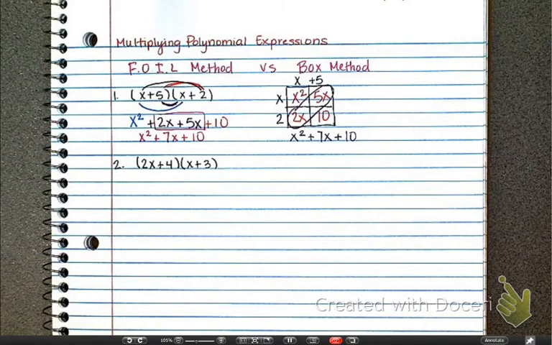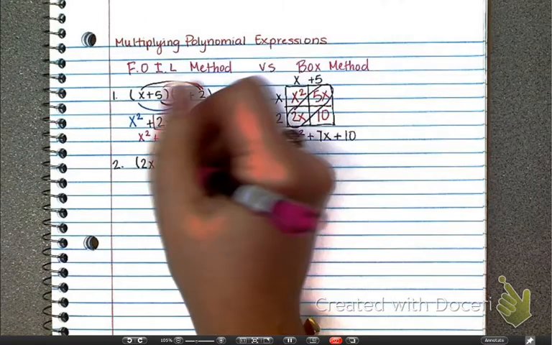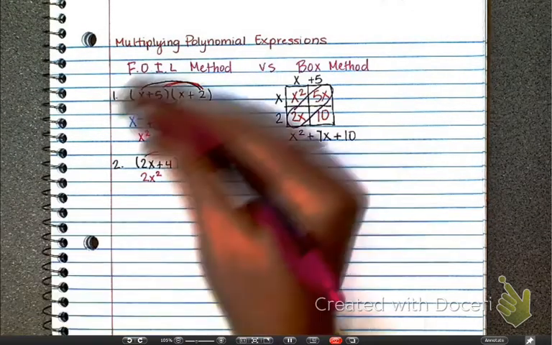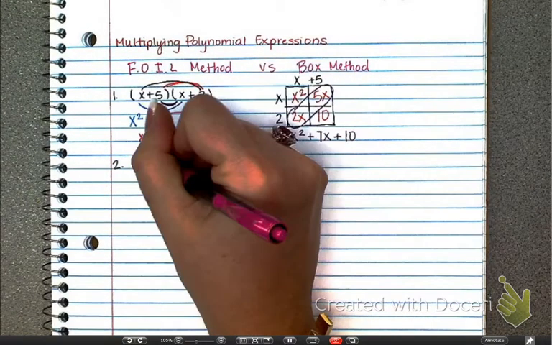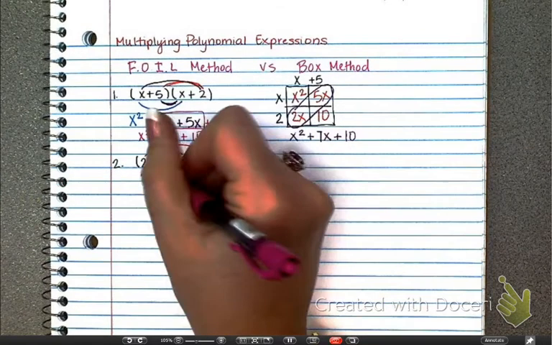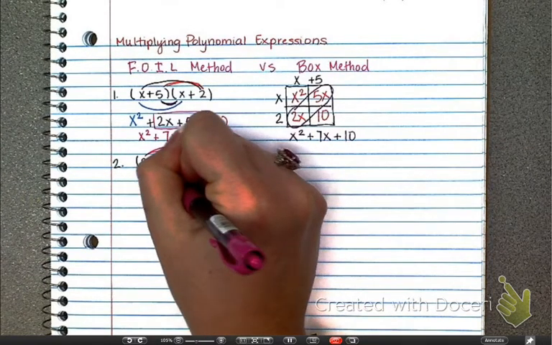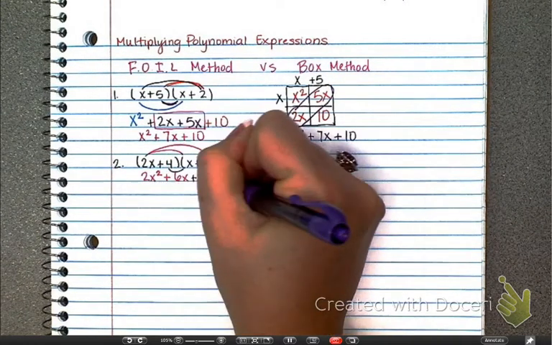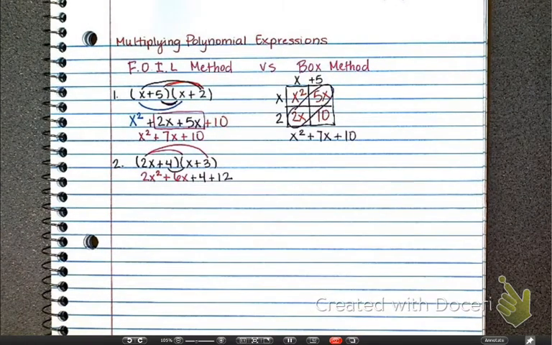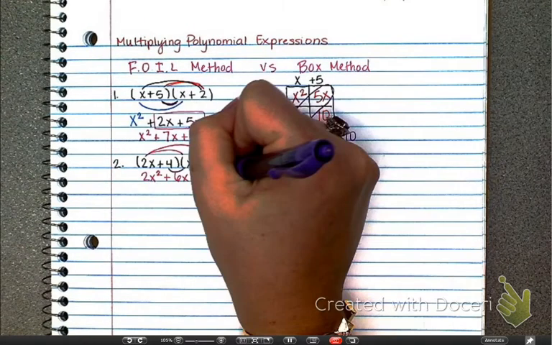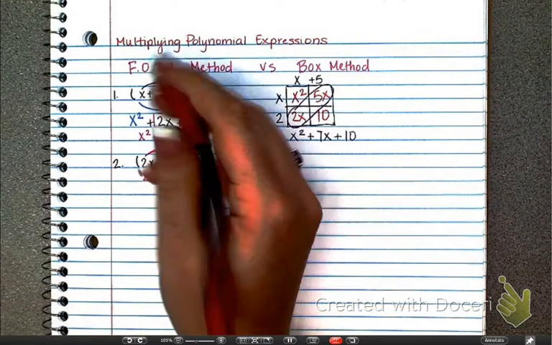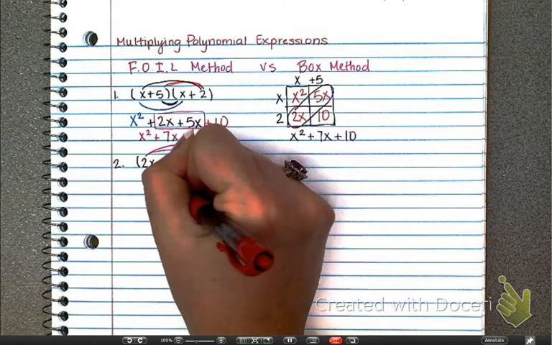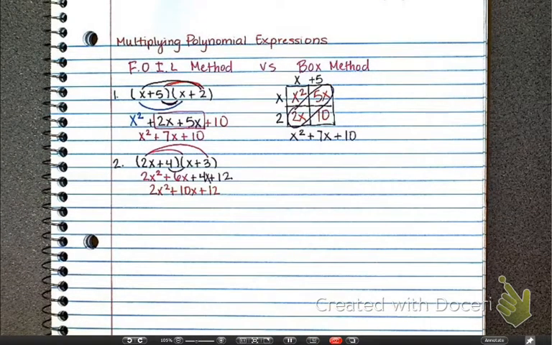So FOIL says, I'm going to multiply my first terms, so 2x squared. My outside terms, so 2x times 3 is 6x. My inside terms, which is 4x, and my last terms, which give me 12. Whoops, I forgot an x. When you combine like terms, you should have 2x squared plus 10x plus 12 as your final answer. Do we get that? Awesome.